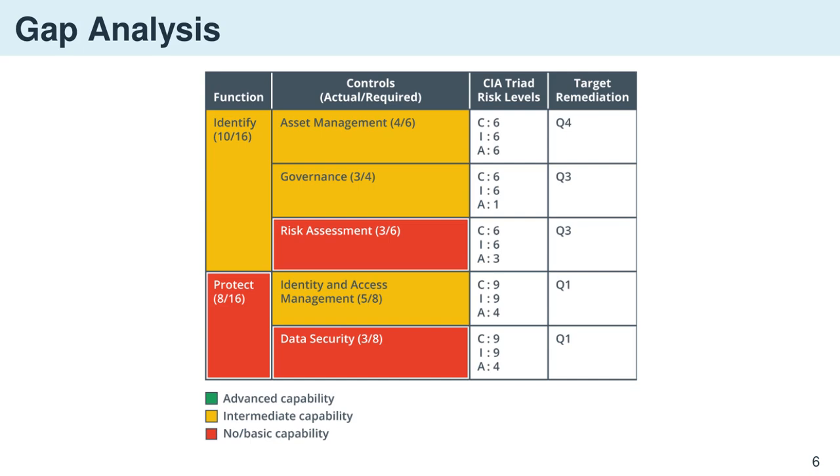Prioritize and plan. Assign risk levels to each gap and create a roadmap to close them, considering cost, impact, and urgency. Track progress. Monitor how well the organization is closing those gaps over time.